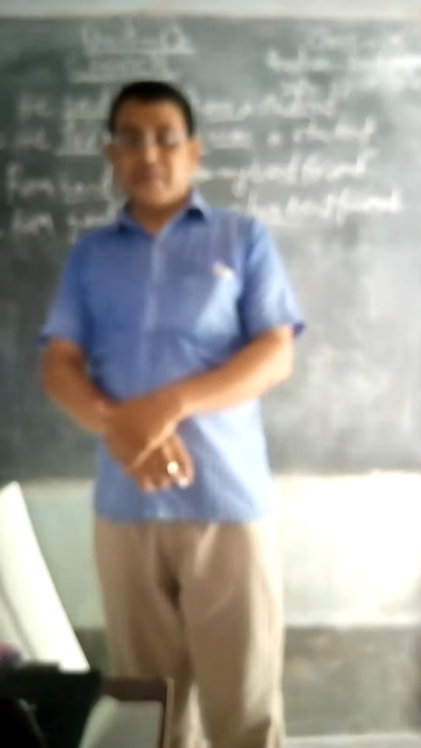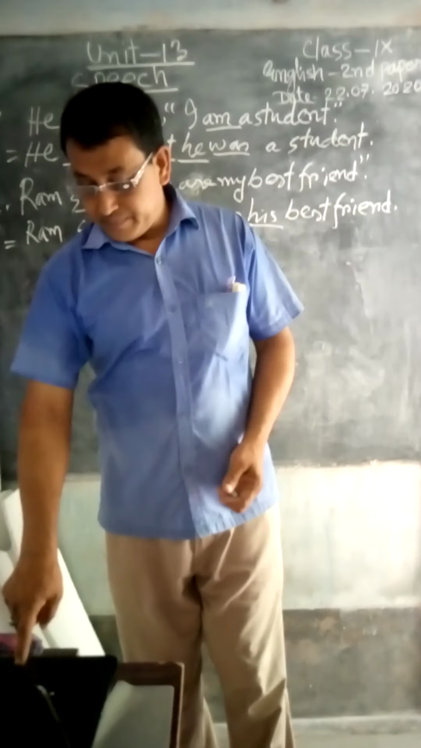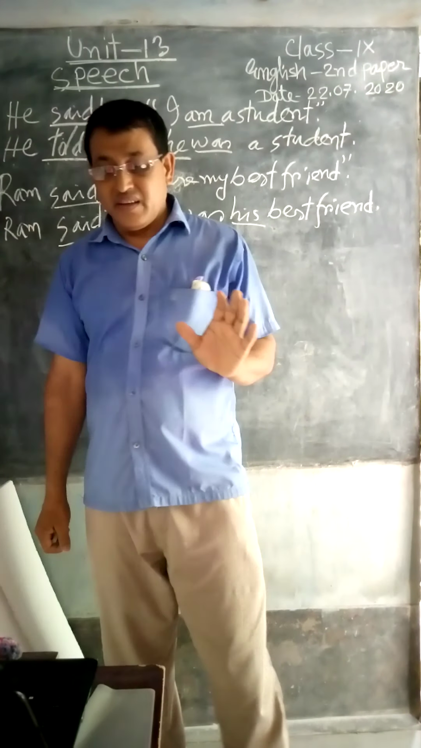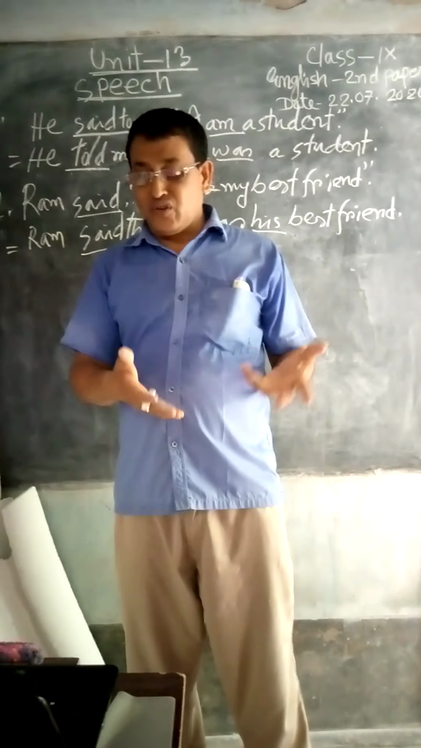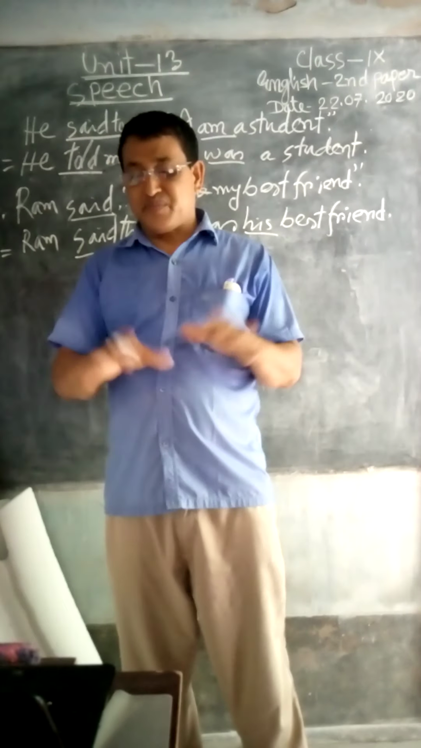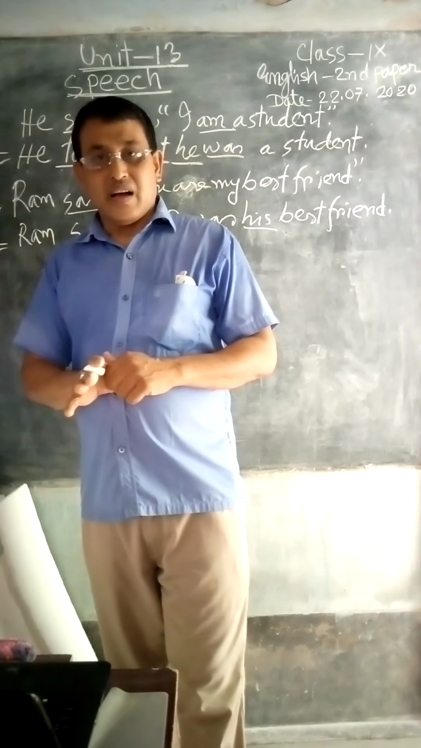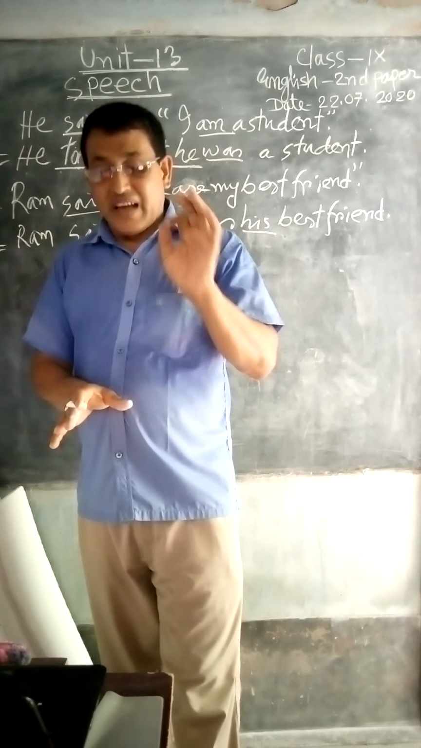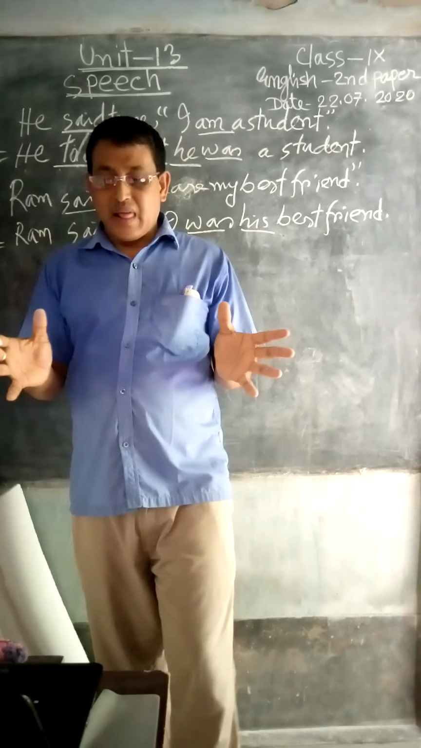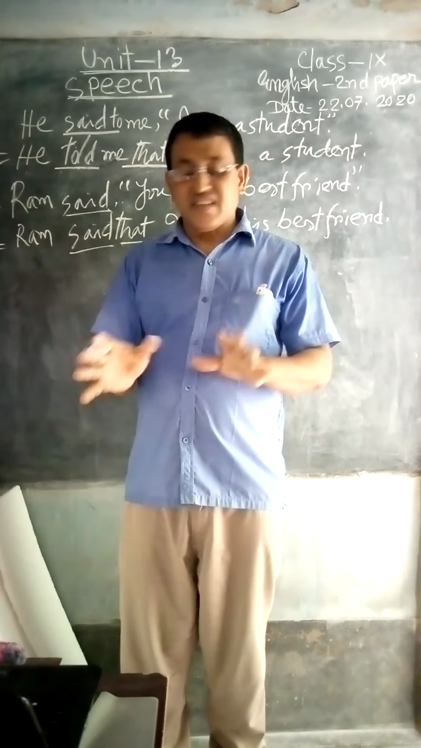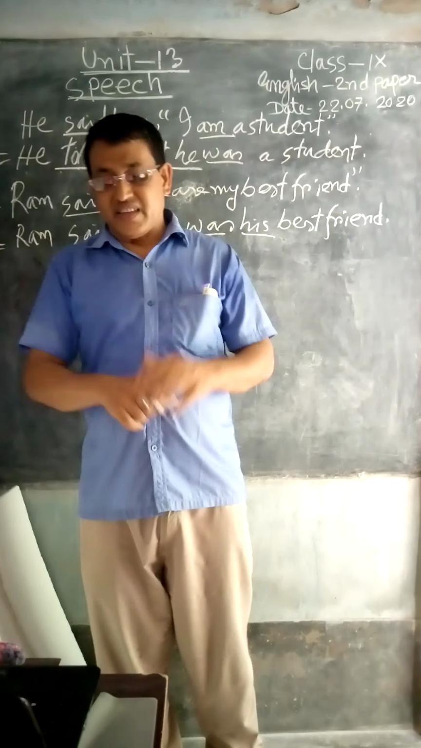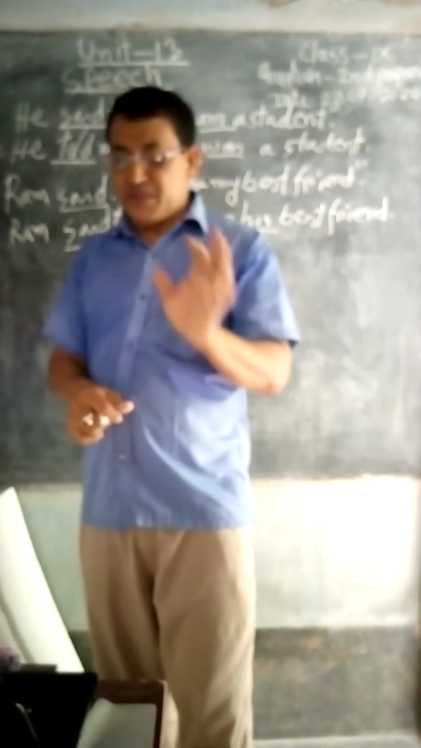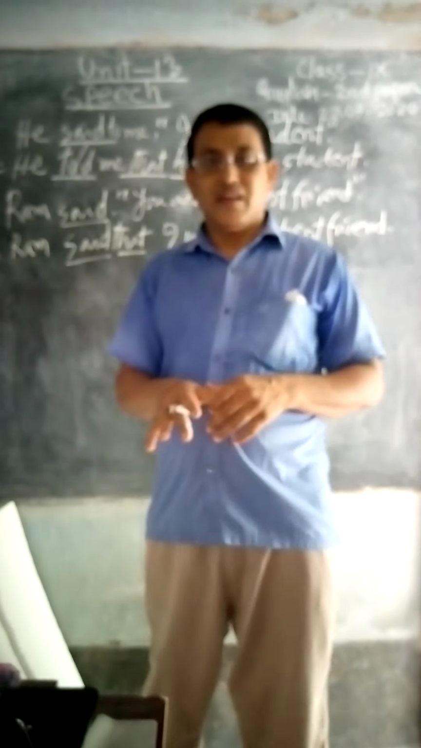Actually, what happened? I think directly one person is telling something and another third person or any person is repeating that speech indirectly. I am telling you again, directly one person is telling something and another third person or any person is repeating that speech indirectly. So, what can we say? When any speech is expressed directly and indirectly, it is called speech or narration.